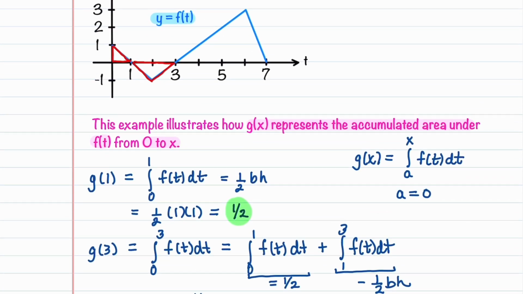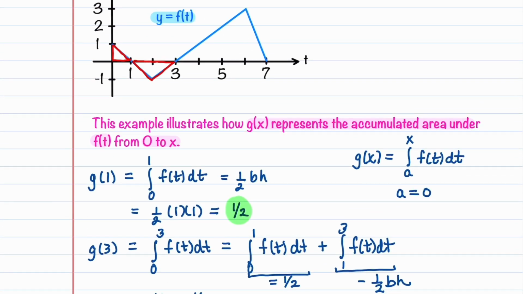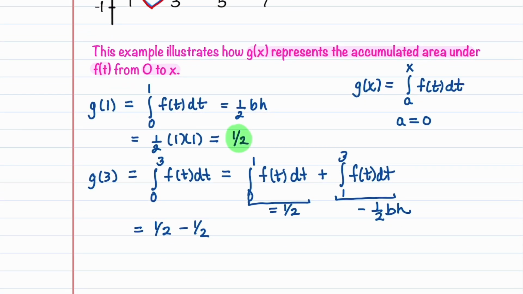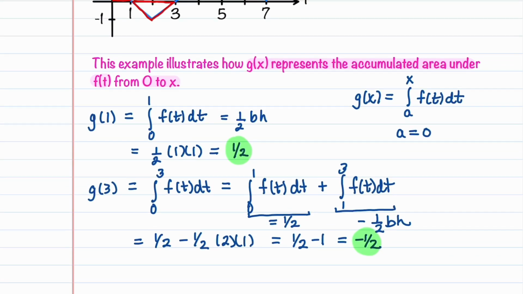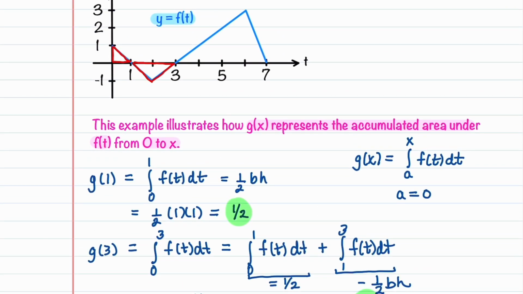Pull this graph back down. Our base is 2 and our height is 1. So this is minus 1/2 times 2 times 1. And this gives us 1/2 minus 1, which is equal to minus 1/2. Let's go back up here at our graph because I want to show you something. Notice that in our graph, as we go from x is 0 to x is 3, there is more area under the x-axis than there is above the x-axis, which is why our answer is negative.